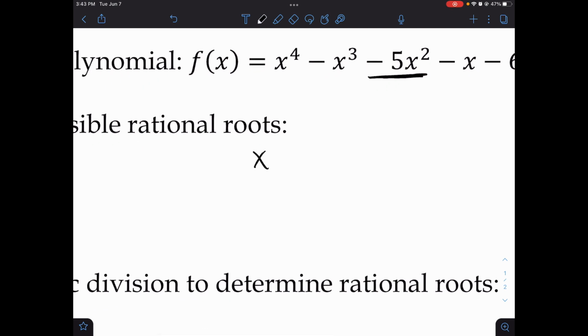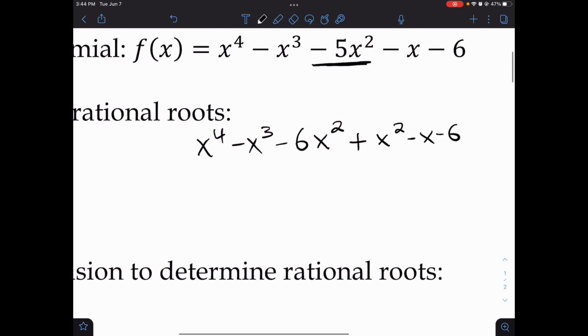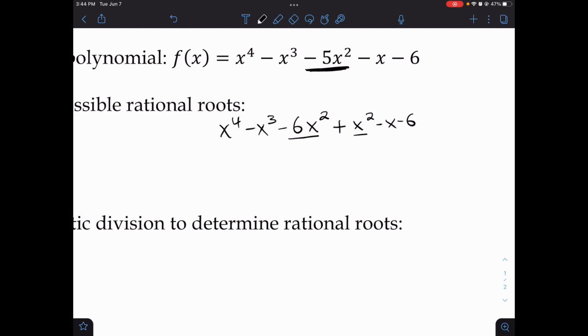So let's write it out. x to the fourth minus x to the third minus 6x squared plus x squared minus x minus 6. So negative 6x squared and x squared, when I add them up, gives me negative 5x squared. So this is still the same polynomial.